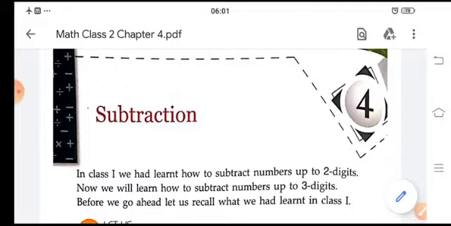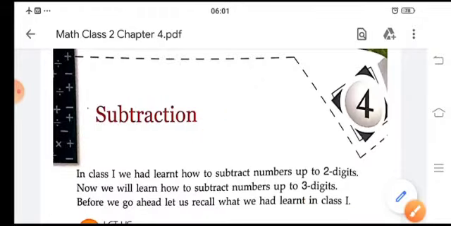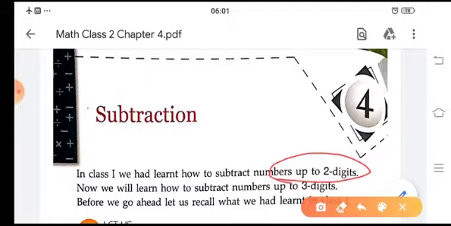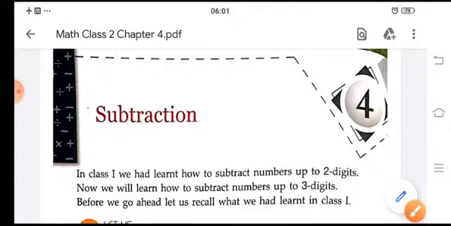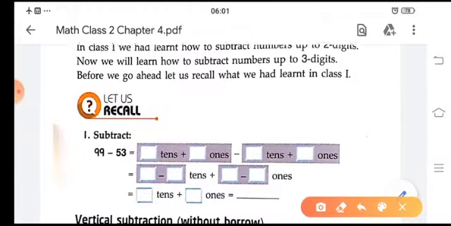So, children, in our previous class, we had learned about addition, but today we are going to learn about subtraction. Okay, children, in your previous class or in class 1, you have learned how to subtract numbers up to 2 digits. But in this class, children, we are going to learn numbers up to 3 digits. So, before we move ahead, let's take a quick recall of our previous class.